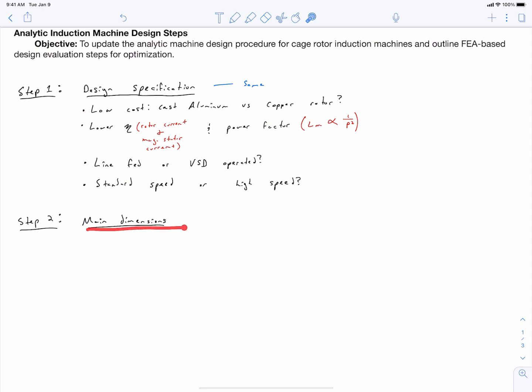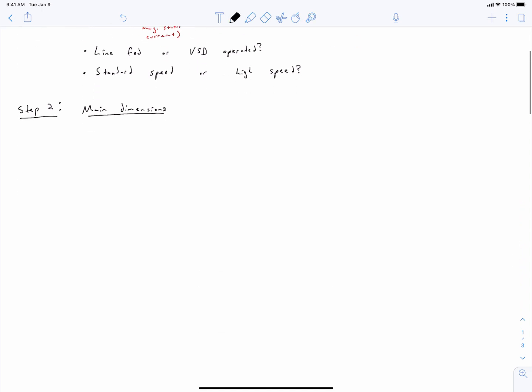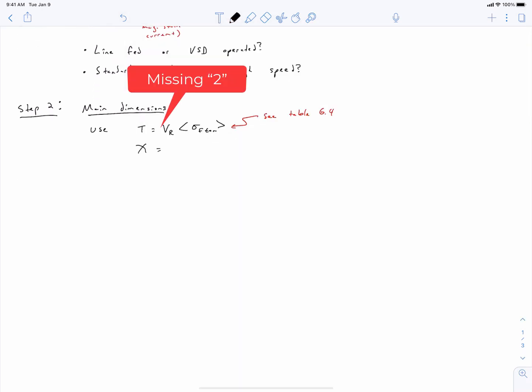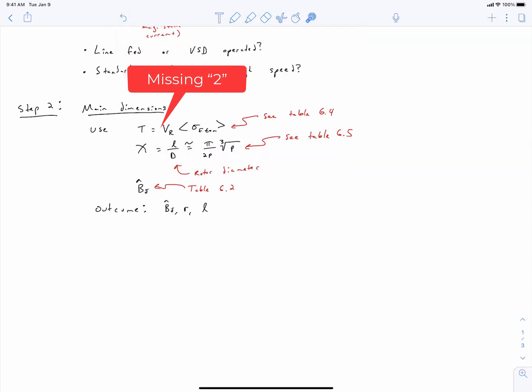The second step is determining the main dimensions of the machine. And just like in our previous video, we're going to use the machine sizing law. And just like in the case of our previous video, this equation can be expressed as the volume of our rotor times a shear stress.